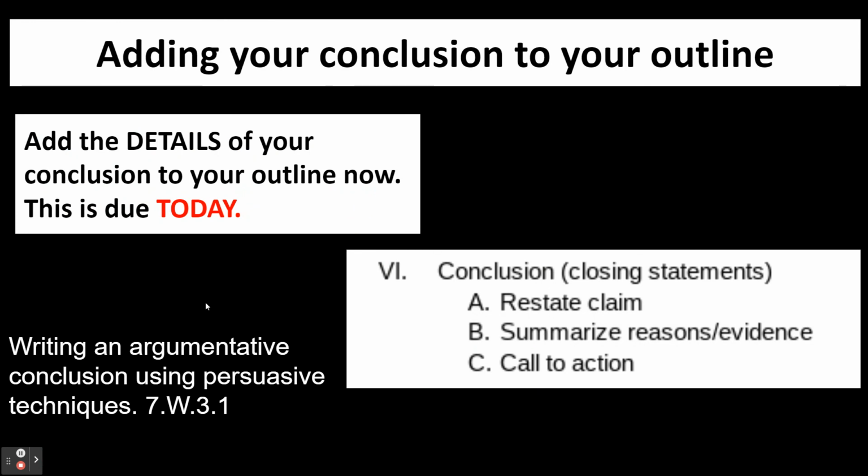Okay, you need to add the conclusion to your outline and get it turned in. So add the details of your conclusion to your outline now. It's due today. So remember, for your next Roman numeral, which may not be a 6, you need to restate your claim in different words, summarize your reasons and evidence, and then a call to action or a strong statement for your very last sentence.